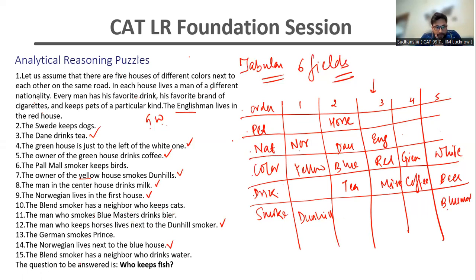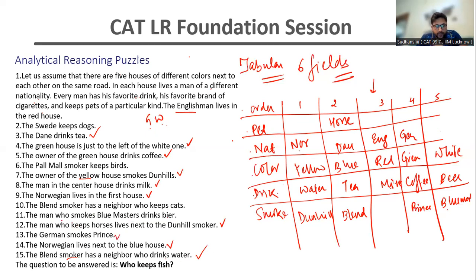Okay, now the blend smoker has a neighbor who drinks water. Only place I can put water is here. And the blend smoker, so therefore this must be blends, right? So blend smoker has a neighbor who drinks water. So this is also done, right? The German smokes Prince. So the German must be placed here. So German and Prince. This is again very interesting.